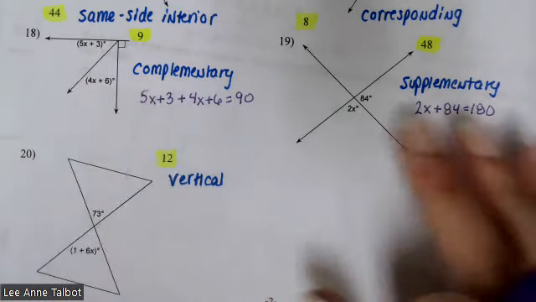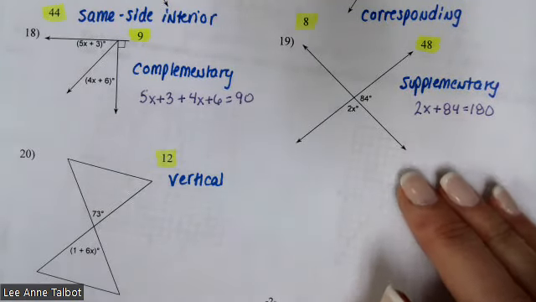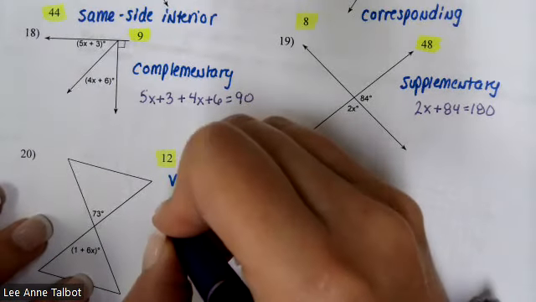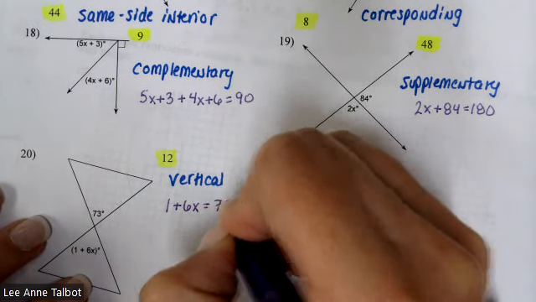But how do you solve for x when they're adjacent? You need to know what they add up to, which is the supplementary piece. And then this one is vertical, and vertical ones are equal also. So 1 plus 6x equals 73.